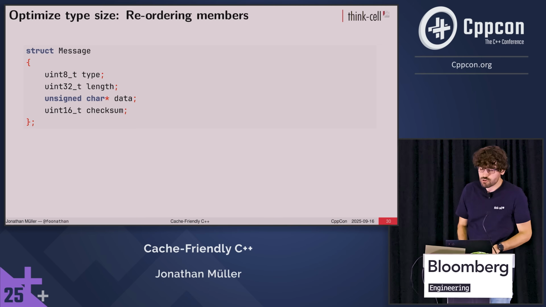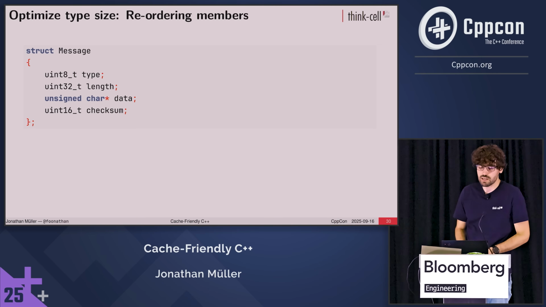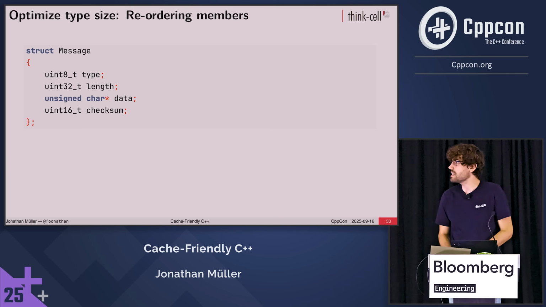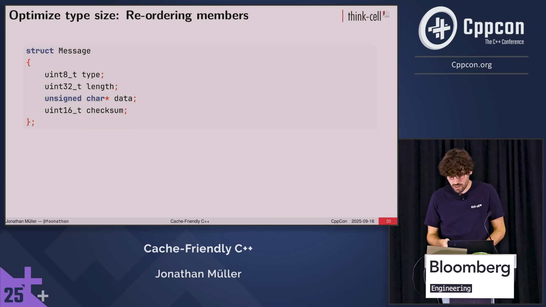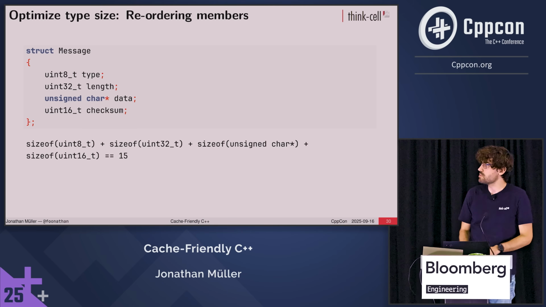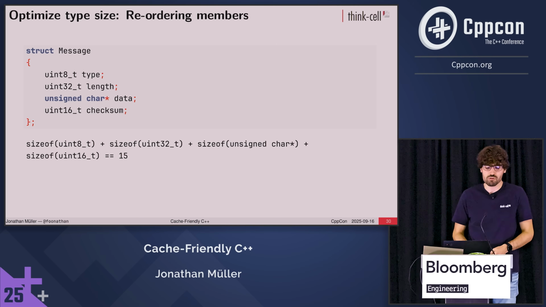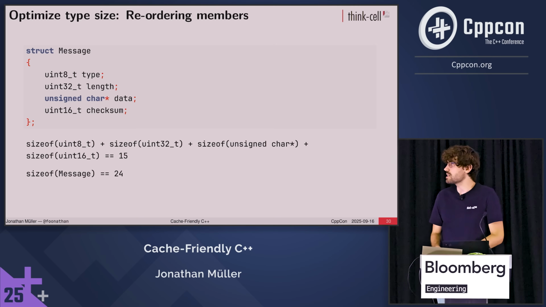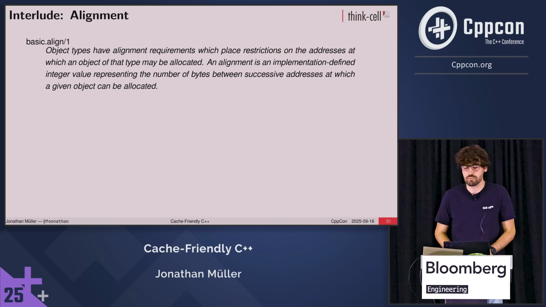One optimization that's usually free, though, is simply reordering the members. So here we've got a message. It has an 8-bit type, a 32-bit length, and an unsigned char data pointer. It also has a 16-bit checksum. On the 64-bit system, if we add up all the sizes, we end up with 15 bytes. So we have 15 bytes of meaningful information in our struct. But the actual size of the struct is 24. And the reason for that is alignment.